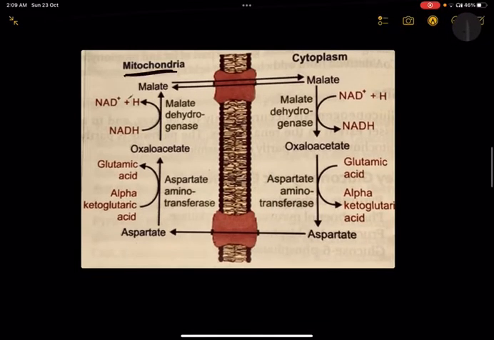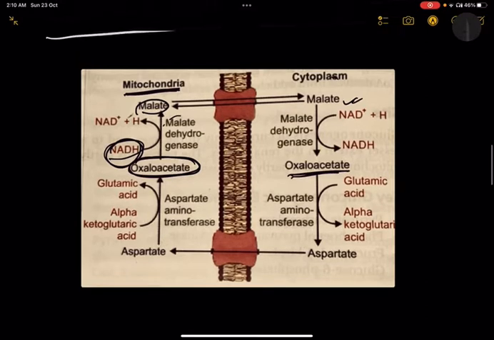Okay. So we have the mitochondria over here, and we saw the formation of oxaloacetate. So oxaloacetate will form malate, and then malate will be transferred into the cytoplasm. Malate dehydrogenase is involved over here, which means oxaloacetic acid will be converted into malate by the utilization of one NADH. Then in the cytoplasm, malate will again be converted into oxaloacetate.